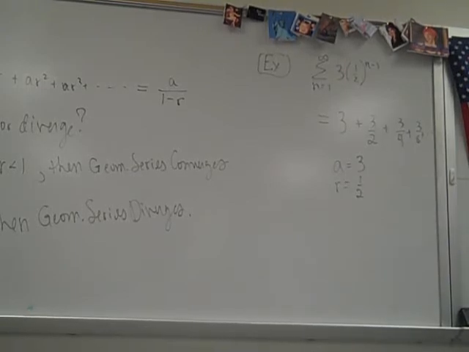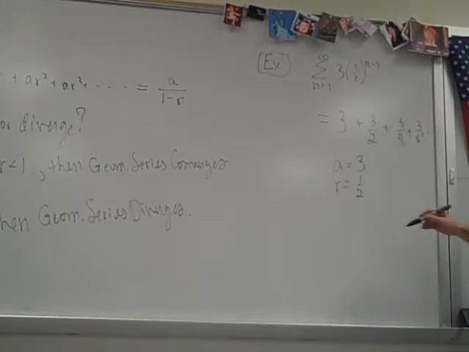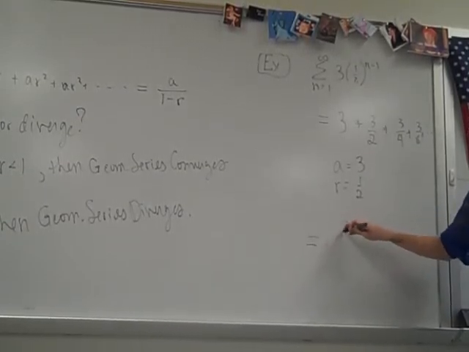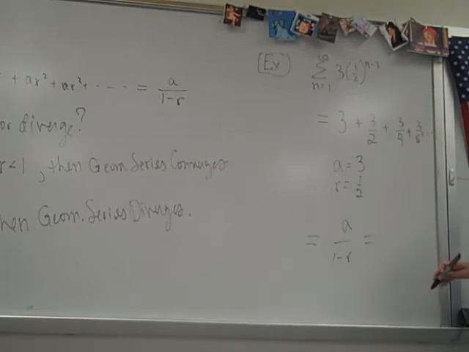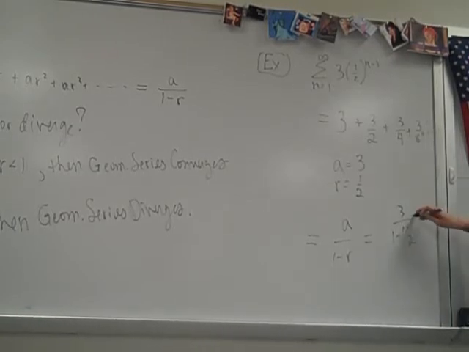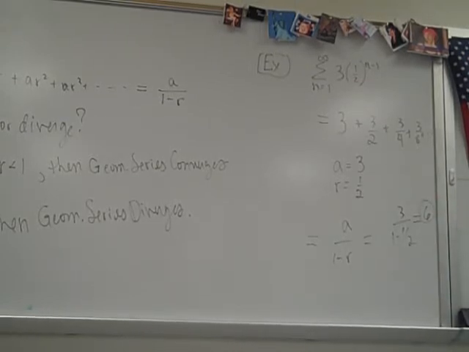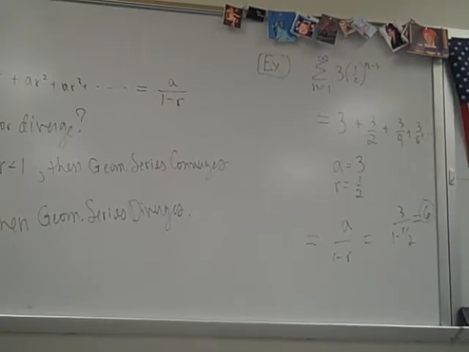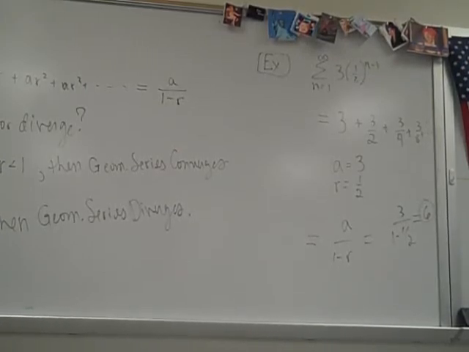Okay, because R is between -1 and 1, the series is going to converge. So what does it converge to? A over 1 minus R. So 3 over 1 minus a half. 6? Yeah, I get 6. So this series, if I were to add up every number from n equals 1 to infinity, I would get 6, which is just nuts to me.